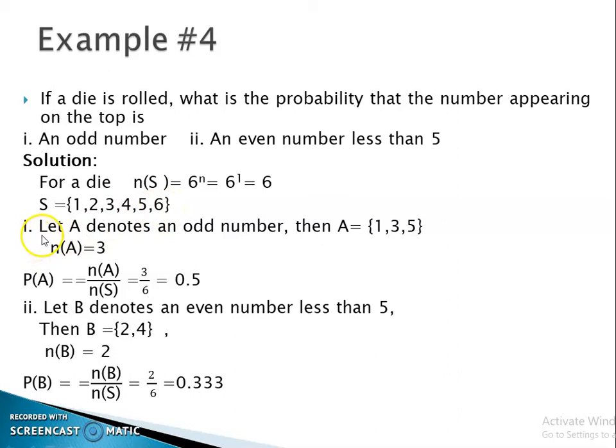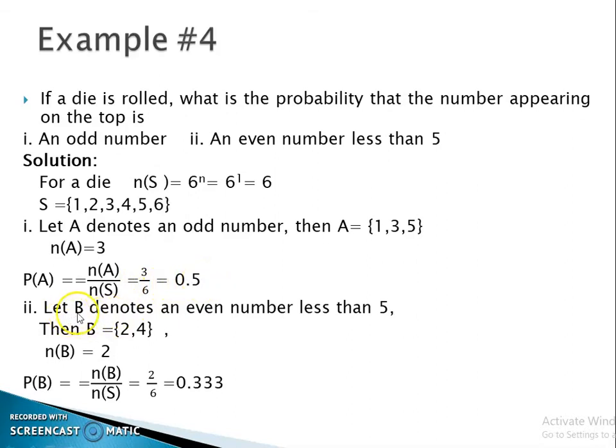In the first part, let A denote an odd number. Then A will consist of the odd outcomes 1, 3 and 5. So number of favorable outcomes in the event A is 3. Probability of A is equal to number of favorable outcomes to the event A divided by total possible outcomes, which is equal to 3 by 6 and is equal to 0.5.